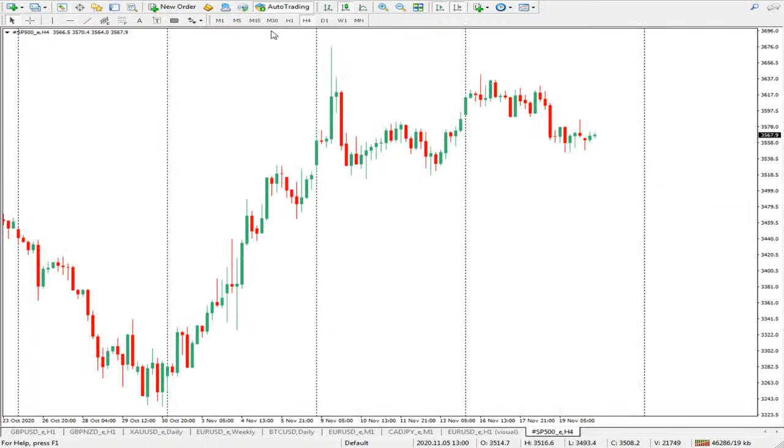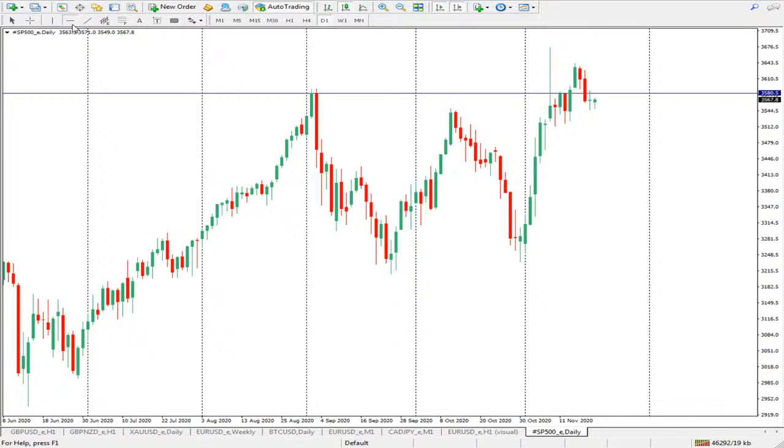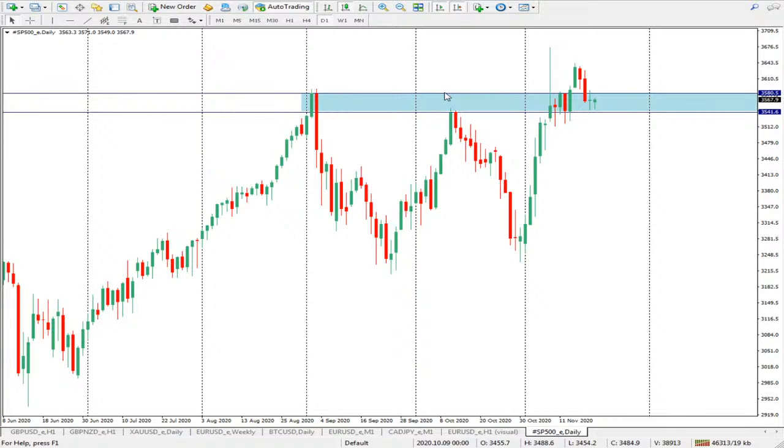SP500. So SP500, so far we have this, and then we have a zone here. So this is basically some support. As long as the price remains within it, we are looking for buy positions. We do expect price to bounce off nicely from this zone, then head straight to the upper side.